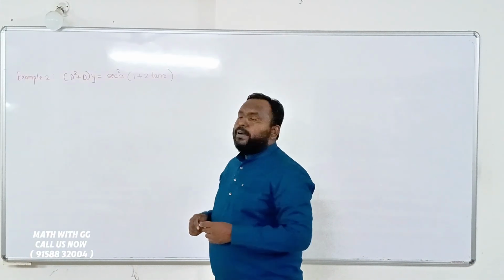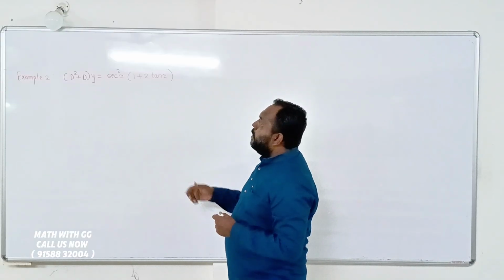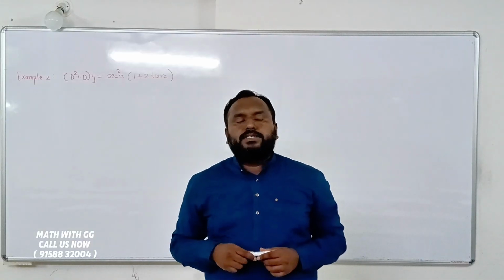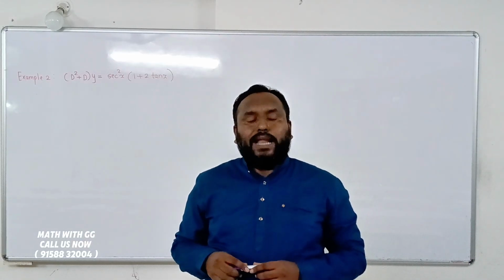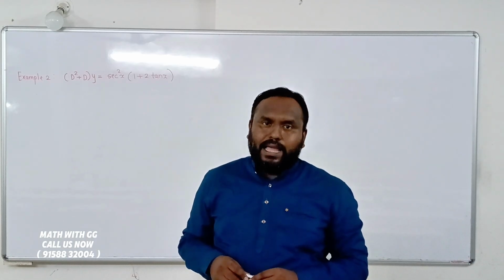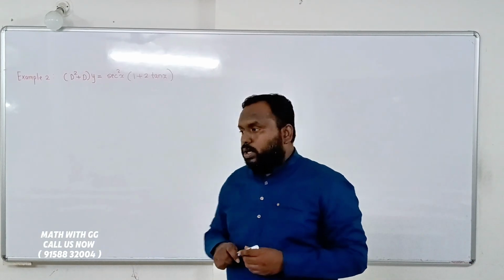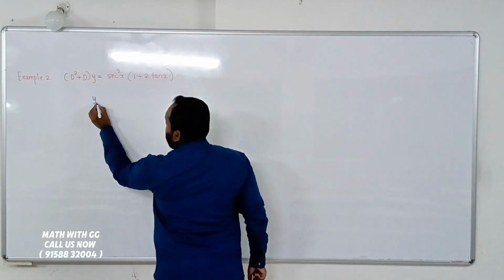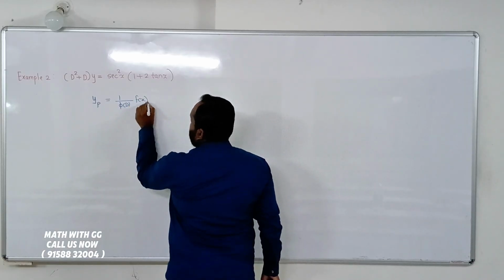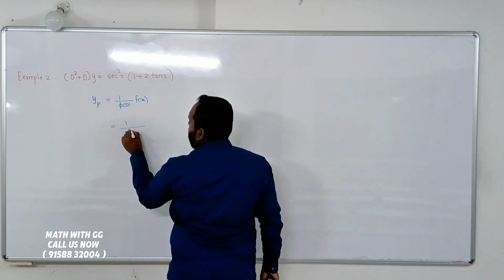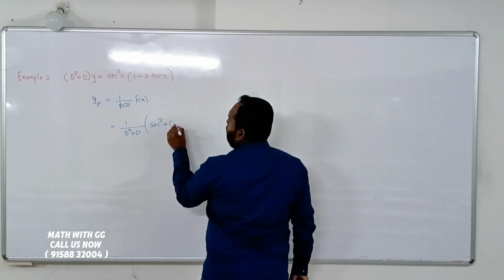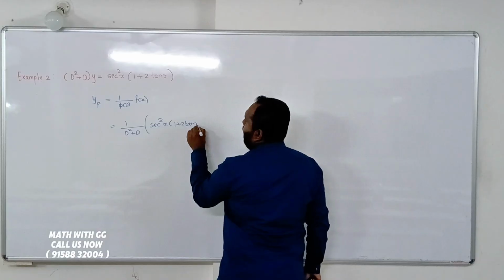First, the example is (D square plus D) y equal to sec square x into (1 plus 2 tan x). As you observe, f of x is neither of the type 1 to 6 of the shortcut method. Hence, we have to apply the general method to solve this. So, the formula for YP is 1 upon phi of D f of x, that is equal to 1 upon (D square plus D) sec square x into (1 plus 2 tan x).